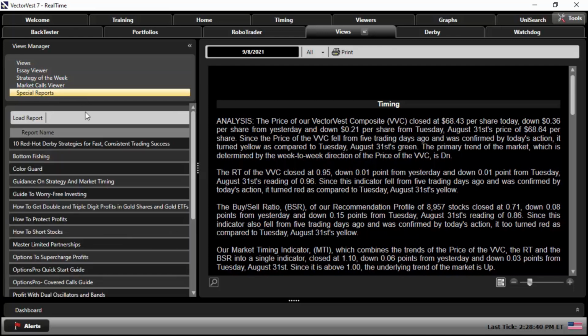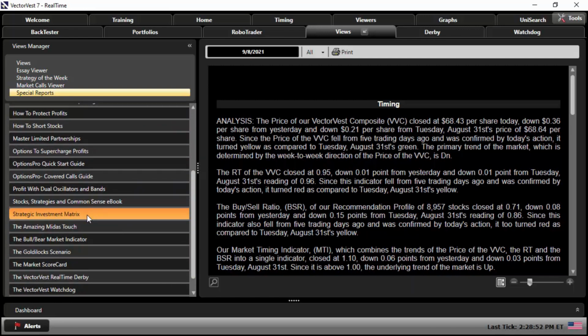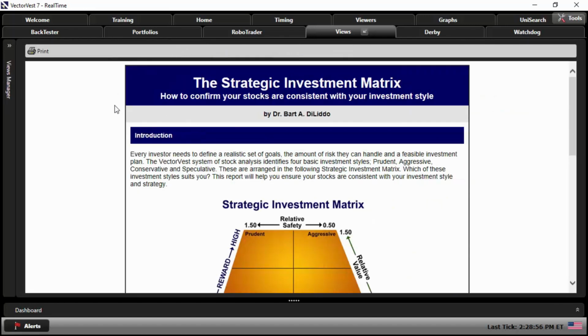The Special Reports is a goldmine of information that can help you develop more sound, systematic approaches and help you understand the markets better as well. If we scroll down a little bit, we come to the Strategic Investment Matrix, which I'll simply click on, and then expand this box to go over it together.